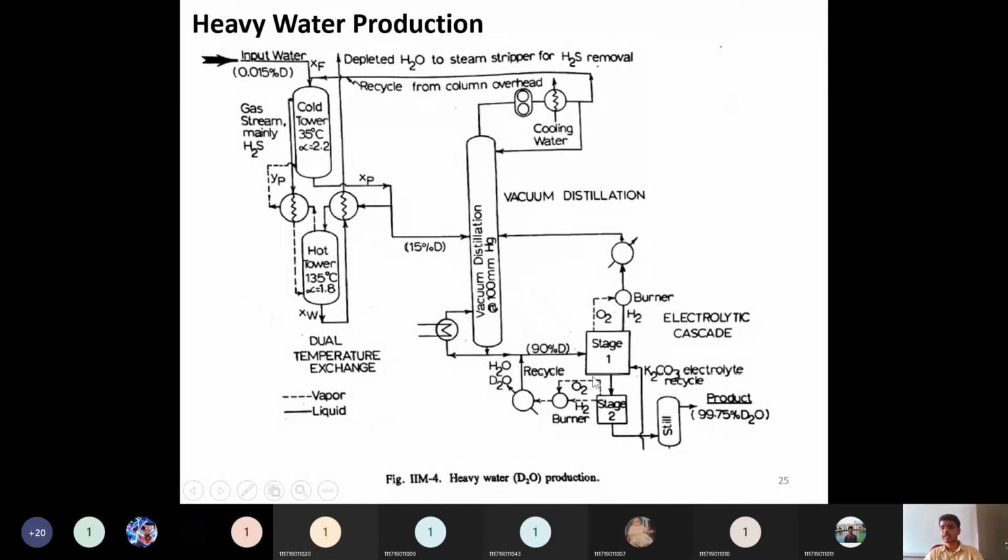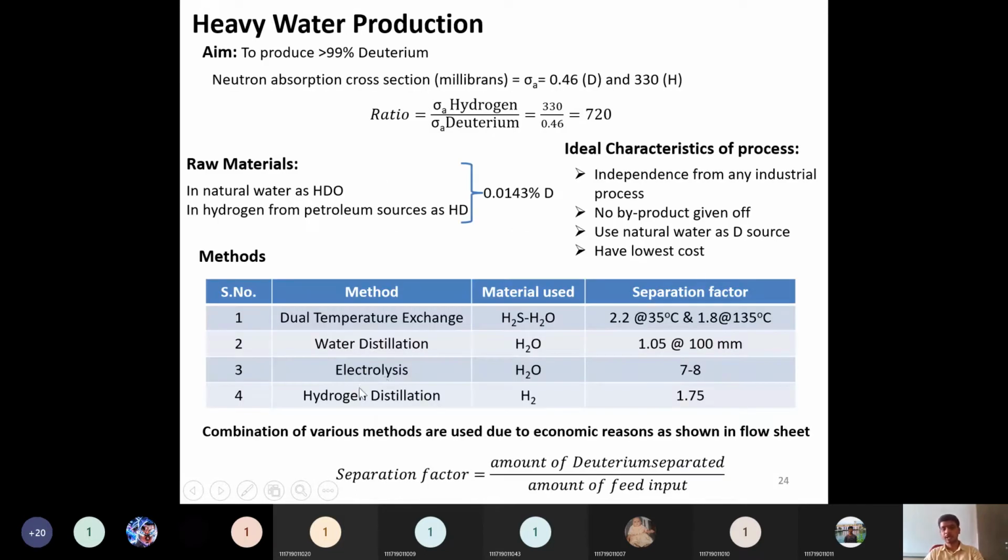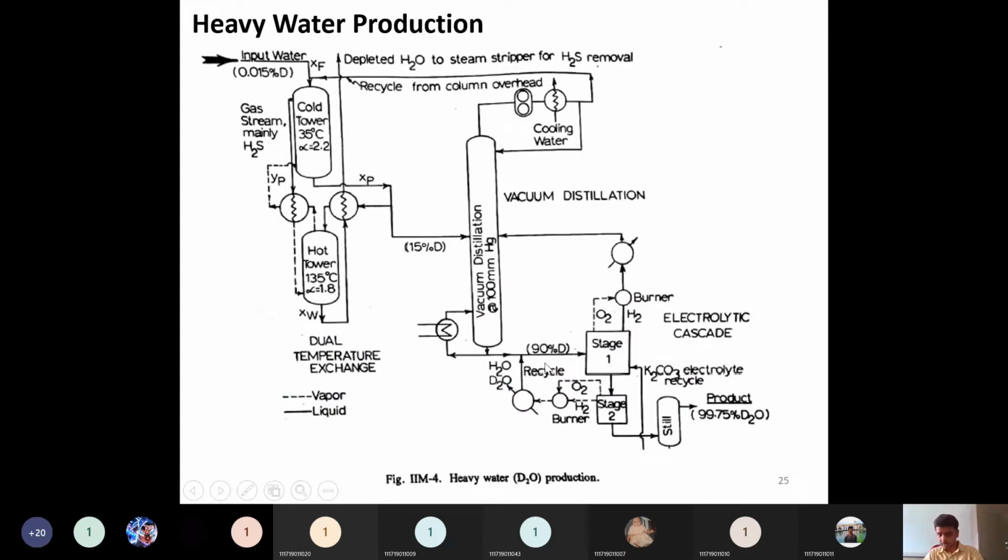And next is the stage of electrolysis, so the electrolytic cascade we will say. In the electrolysis stage, normal water will be used. The 90% deuterium will be sent in a stage-wise manner, so it will be burned, electrolysis. Hydrogen will be burned in stage 1, and K2CO3 is the electrolyte which is used. It will be separated out in the still, and whatever K2CO3 electrolyte is there will once again be sent back as a recycle to stage 1. So this is a two-stage process.